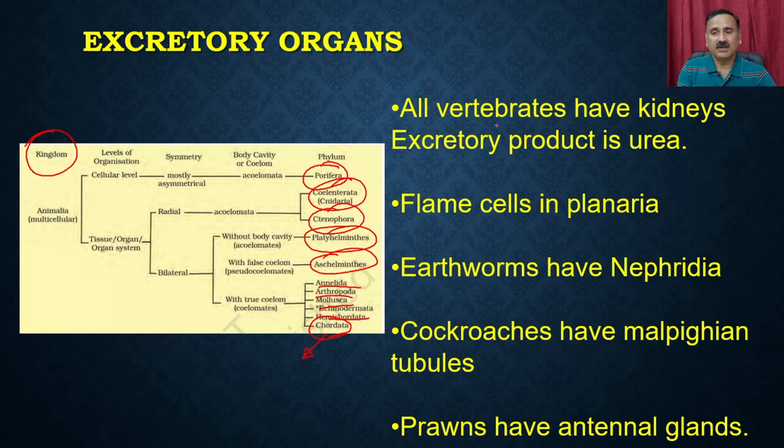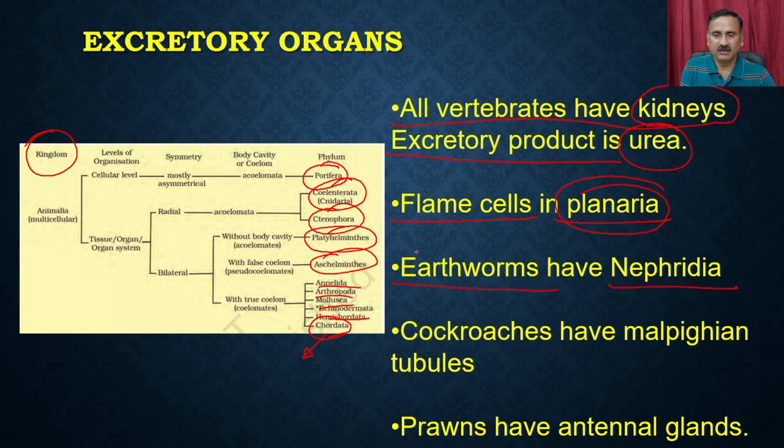So all vertebrates, which are present in the chordata, are actually using the kidney as the excretory organ, and what they secrete is urea, right? Whereas in the case of planaria, it is using the flame cells, and flame cells are used in the organism called planaria. Then we have the nephridia. Nephridia is being used in the earthworm.